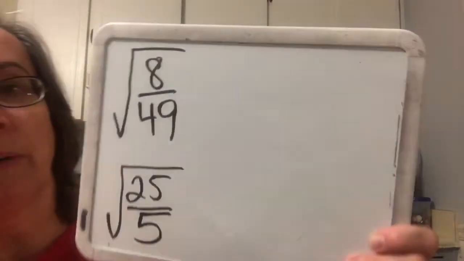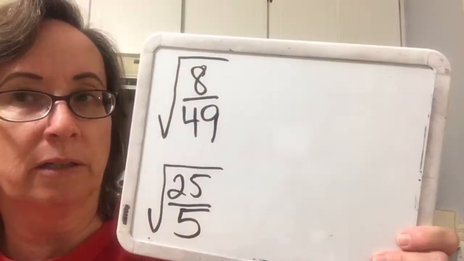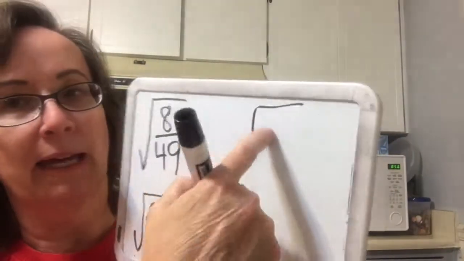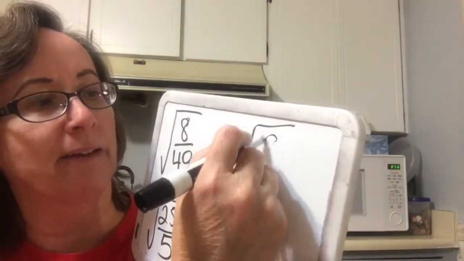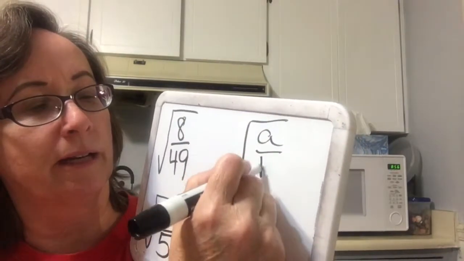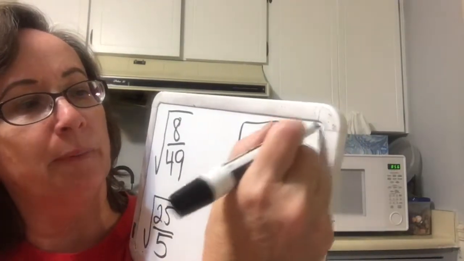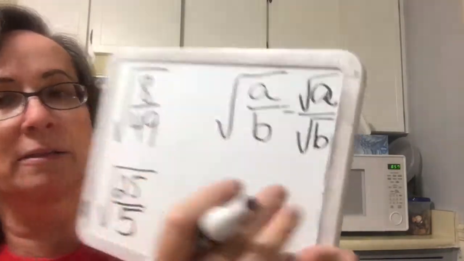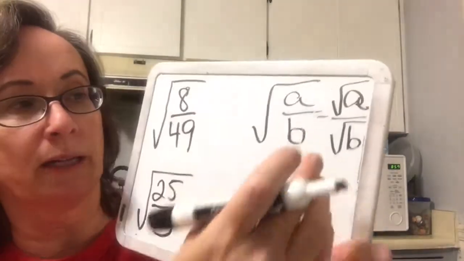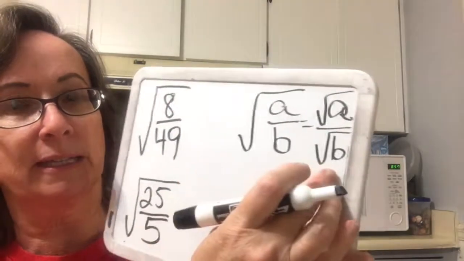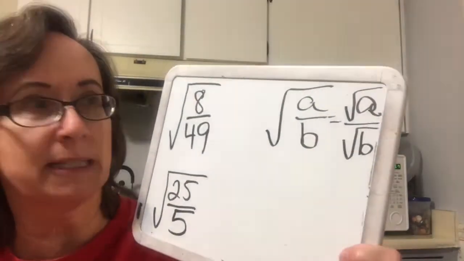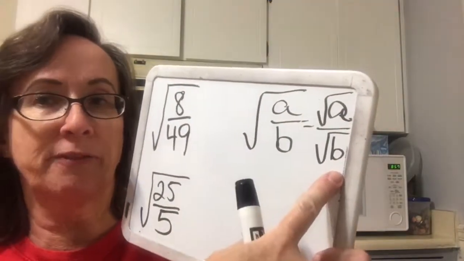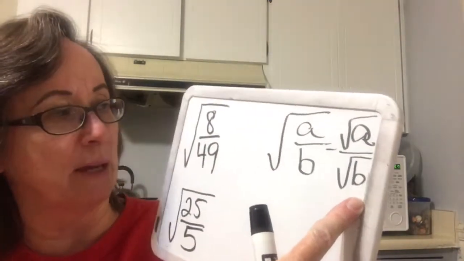Okay, so now we're going to use our quotient rule. Our quotient rule says that we can take a big radical that has a fraction under it, and we can split it up into two radicals, and vice versa. We can go this way, we can go this way, and we will find sometimes it is a benefit to have it in this form. Sometimes it is a benefit to just go ahead and split them up.